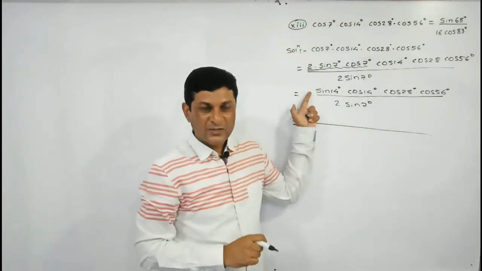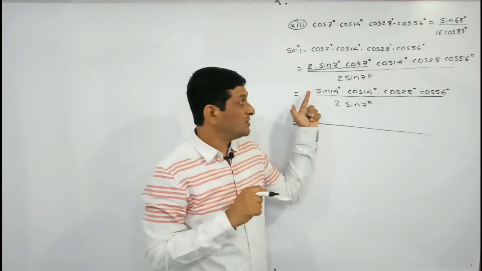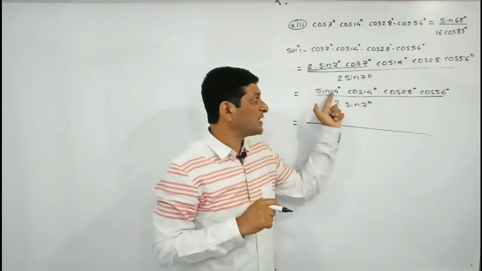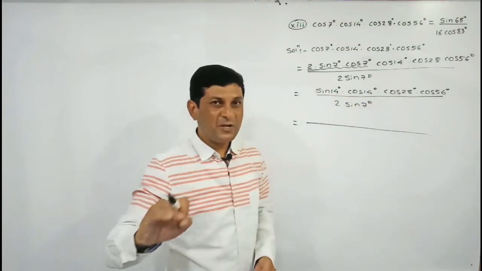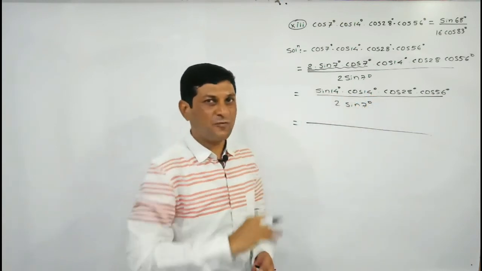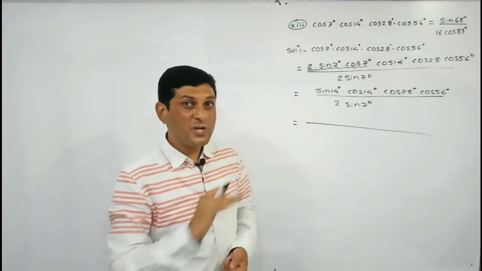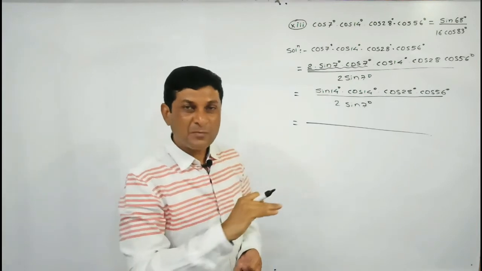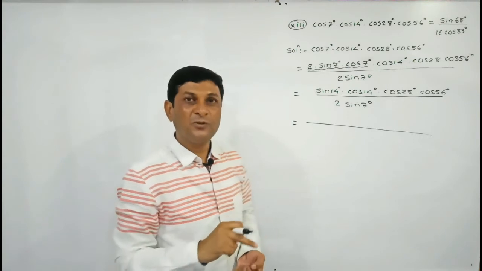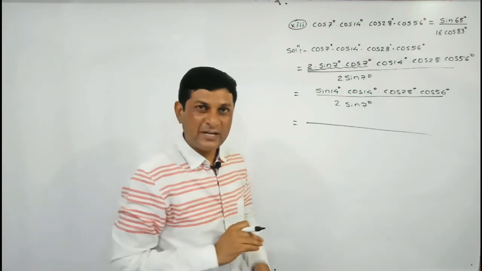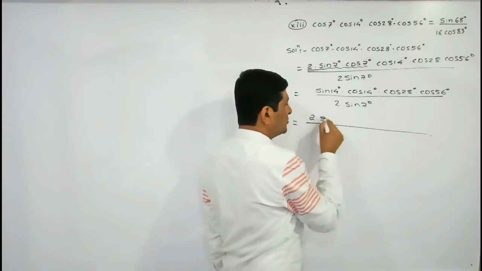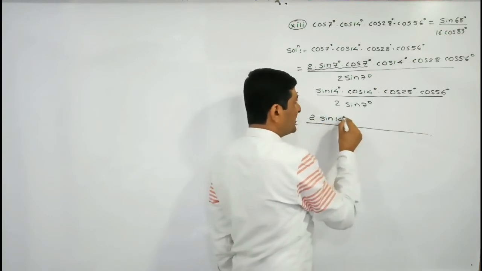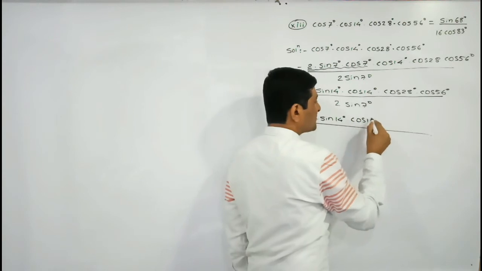Now again in the numerator, if I am able to arrange 2, then these 3 terms will be in the form of 2 sin theta into cos theta. What's theta? 14. Here also 14. Means we are able to arrange the terms in the form of the double angle formula of sine. For that purpose we have to multiply the numerator by 2, and since we are multiplying the numerator by 2, multiply the denominator also by 2. So what we'll get? 2 sin 14 degrees into cos 14 degrees.